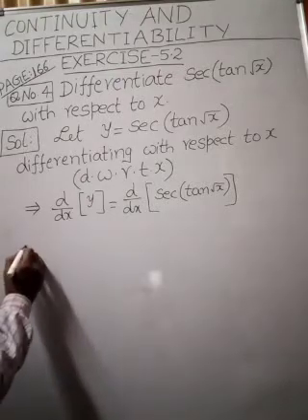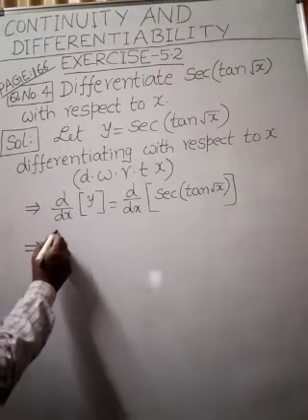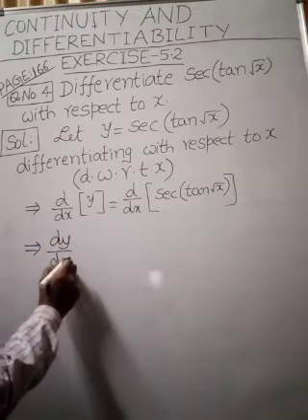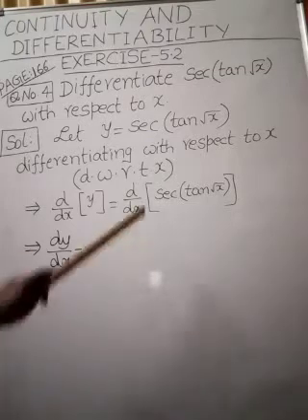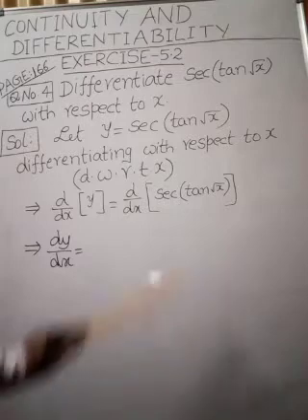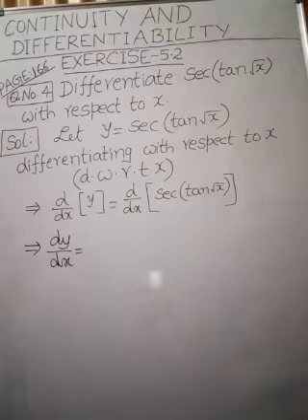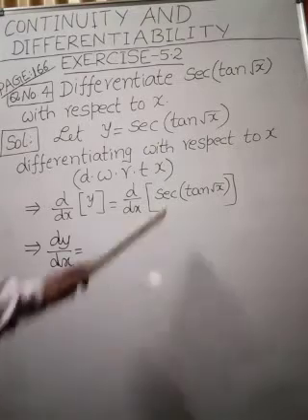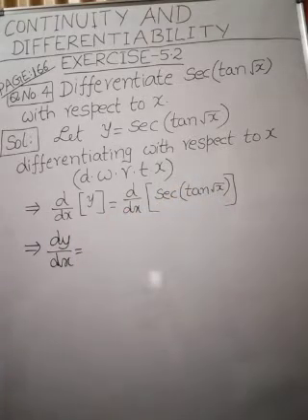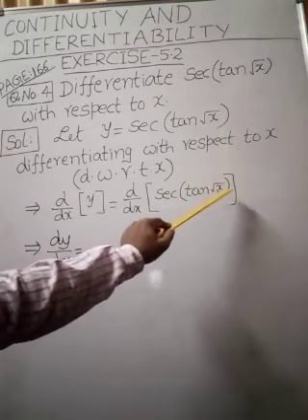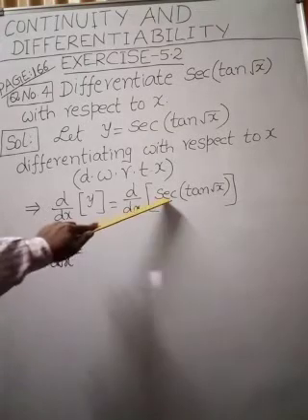Right. In LHS, what will you get? d by dx of y, which is dy by dx. Now come to RHS. This is a composite function of secant x, tan x and root x. This is a combination of three functions. What is the first function? Secant x. Consider this entire function as x in your mind. Next, tan x. Consider this entire function as x in your mind. So first we use d by dx of secant x.